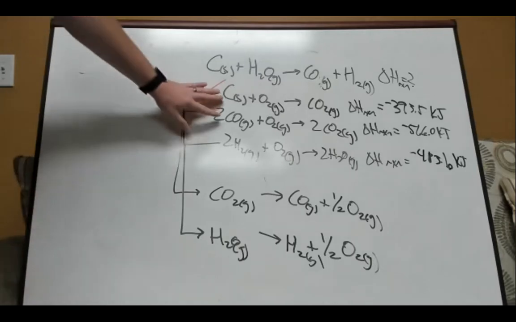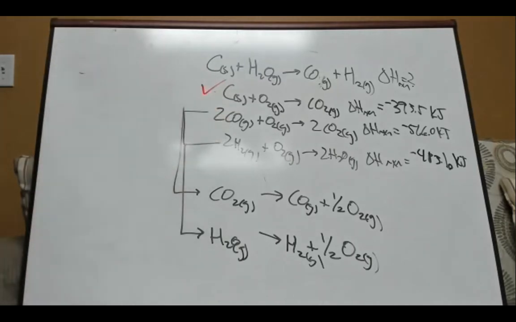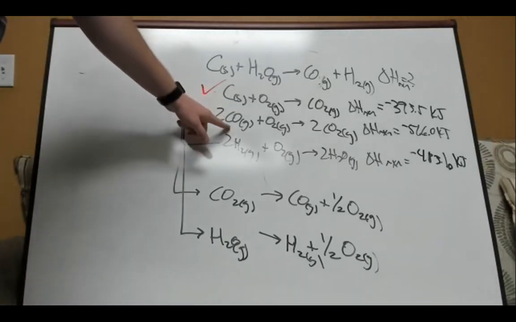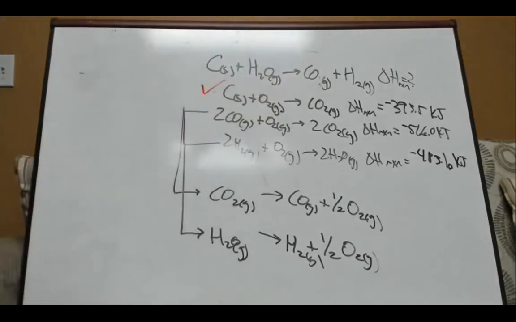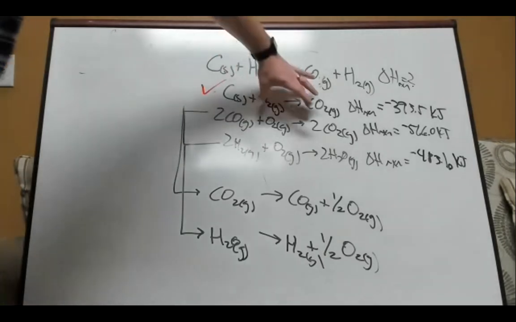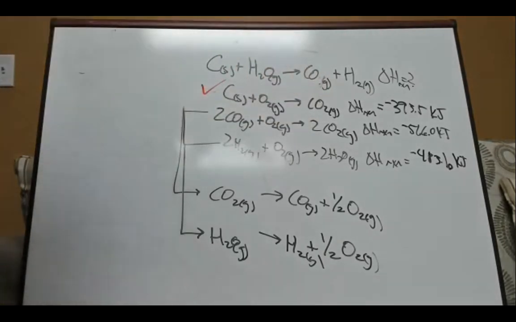Now let's look at this one. Ooh, carbon monoxide, we need that one. Oh, but on this one, it's on the reactant side, and ours, it's on the product side. Okay, well, what can we do? Well, what we can do is reverse the equation. We can just take this equation and flip it.